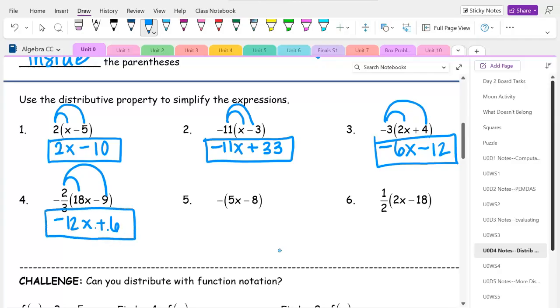And if you hear any random pounding, it is because they're working on the roof outside. All right, this next one, whenever you have a negative just in front, that's like a negative 1. Multiplying by a negative 1 doesn't change the number itself, it just changes the sign. So negative 1 times 5x is negative 5x. And negative 1 times negative 8 is positive 8.